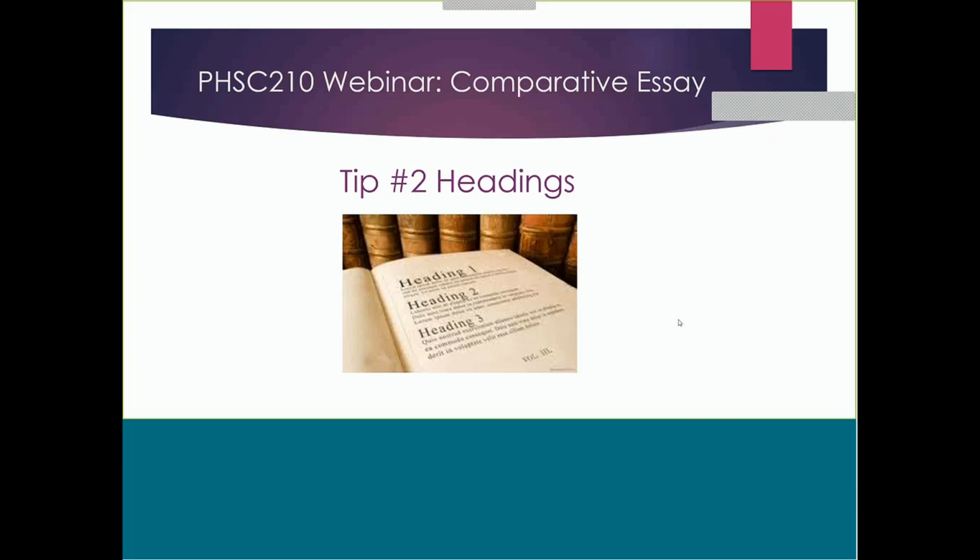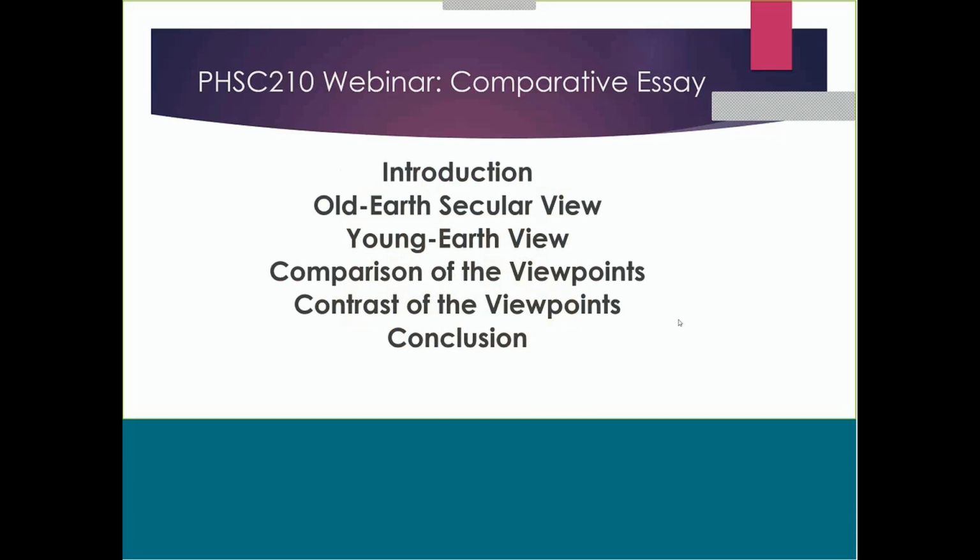The assignment instructions require 5 or 6 headings for this particular assignment, and these are the headings: an Introduction, Old Earth Secular View, Young Earth View, Comparison of Viewpoints, Contrast of Viewpoints, and Conclusion. Now, these 6 headings are going to be the same no matter which topic you choose. These will be the same for all students for this particular assignment. So these headings actually need to be in the paper, and the formatting for these headings is in that presentation.